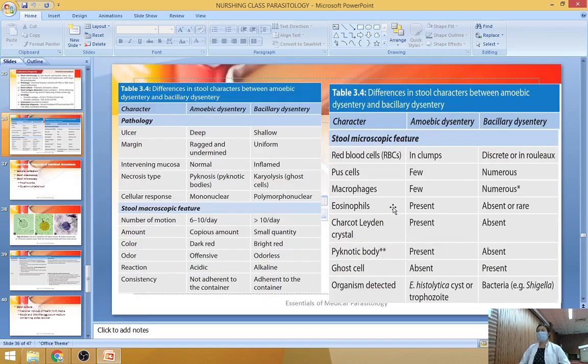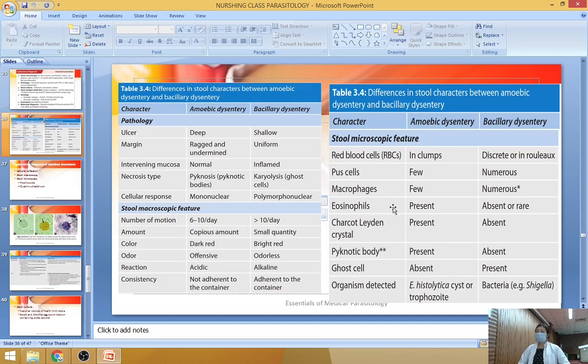So this is important. How can you see the differences in stool character between amoebic dysentery and bacillary dysentery? Because both of them are dysentery only. For amoebic, it is mostly caused by the parasite, and for bacillary, it is mostly caused by bacteria. By pathology, this is the pathology point of view; I'll talk about our microbiology, that is the stool microscopic picture when we see, okay. Then the number of motions passed in amoebic dysentery is 6 to 10 per day.